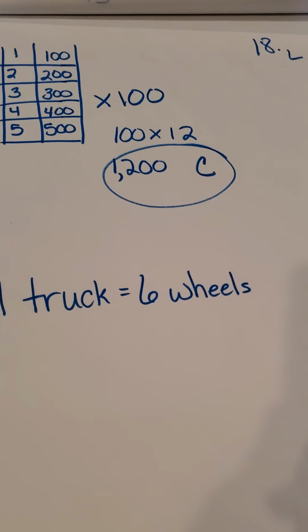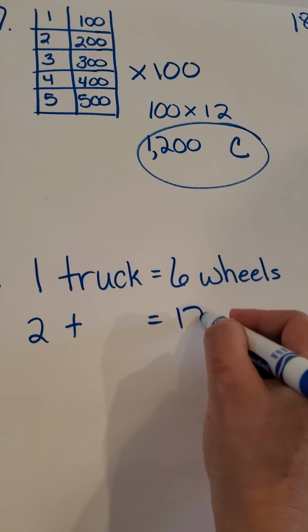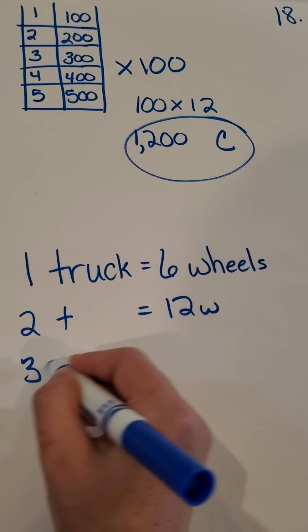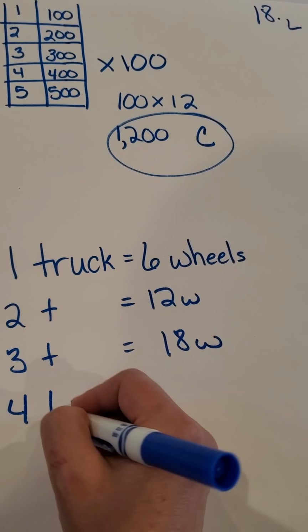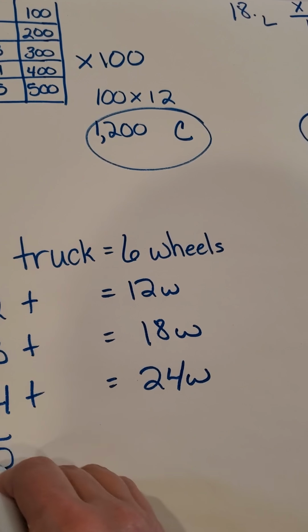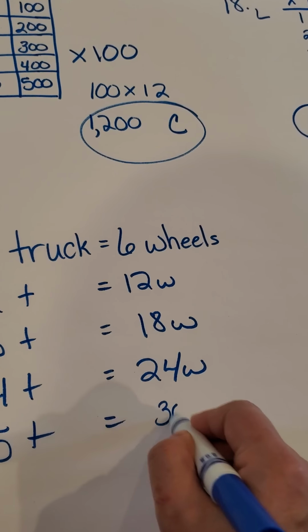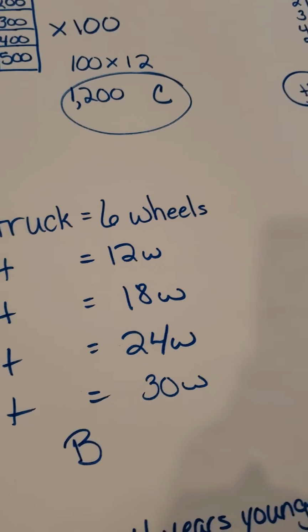Number 19, we have 1 truck with 6 wheels. If we have 2 trucks, we would have 12 wheels. 3 trucks would be 18 wheels. 4 trucks would be 24 wheels. And then 5 trucks equals 30 wheels. That graph looks to be like it is B.